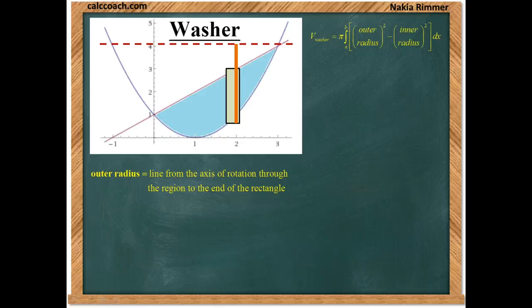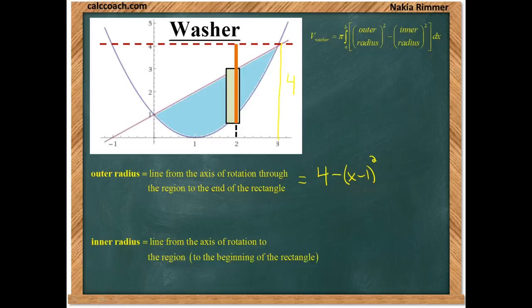It is a difference of two distances. We have the distance from the axis of rotation all the way down to the x-axis. That distance is 4. But then we have the distance that goes up to the function, and that's your parabola. And so it's going to be 4, and then from that we subtract x minus 1 quantity squared. That's how you get the outer radius.